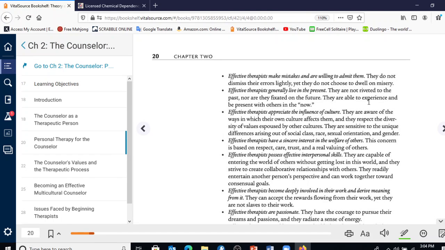Effective therapists make mistakes and they're willing to admit them. Now this isn't on the PowerPoint, so if you're going to be studying, you need to go into your book, and it's on pages 19 and 20 where you find this list. But effective therapists make mistakes and they're willing to admit them. We can dismiss some of our errors lightly, but we make mistakes every day. Every day we make mistakes. We should practice admitting them, that I erred, or I didn't understand that, or I goofed, or whatever.